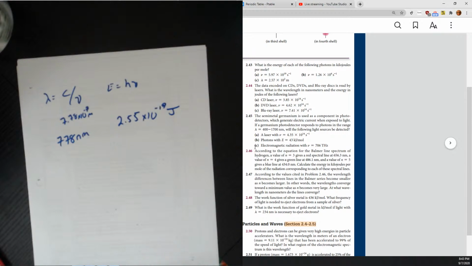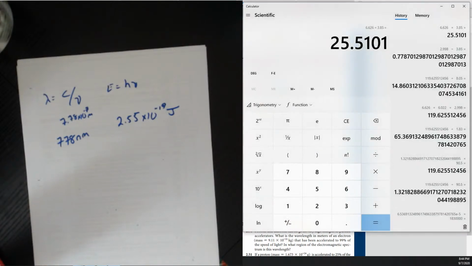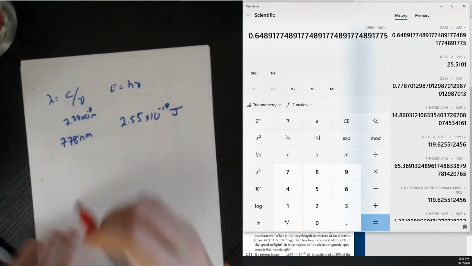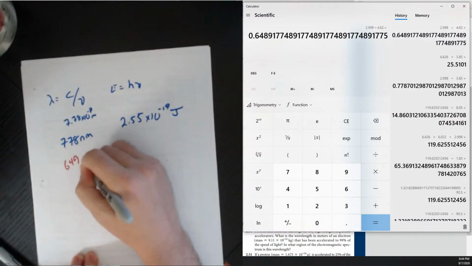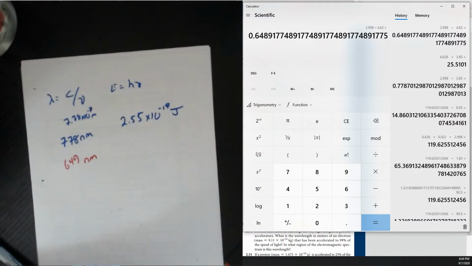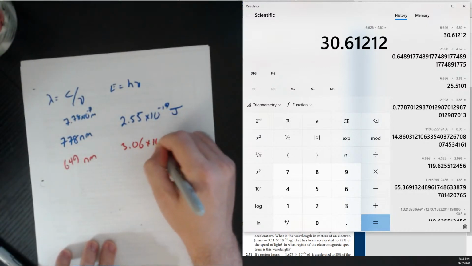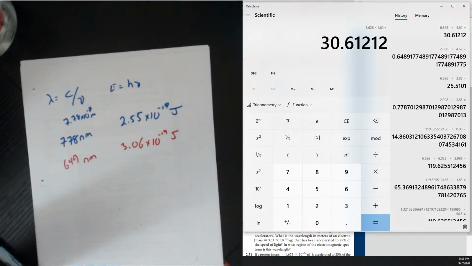Higher frequencies, so they're getting higher energy, which means it's going to shift from infrared into the visible spectrum as we go along. So 2.998 divided by 4.62. That's 648 or 649 nanometers, making it red. And then 6.626 times 4.62 is 3.06 times 10 to the negative 19th joules.